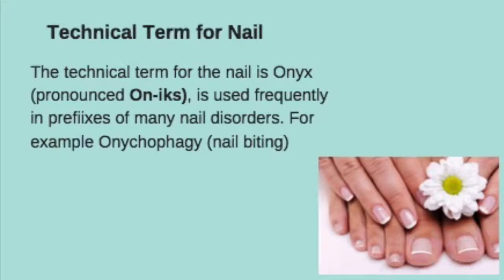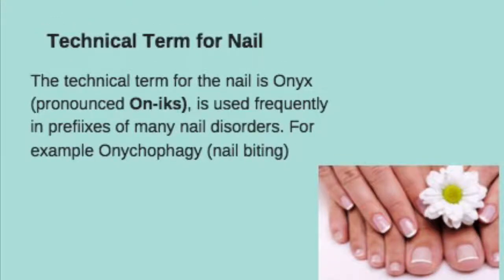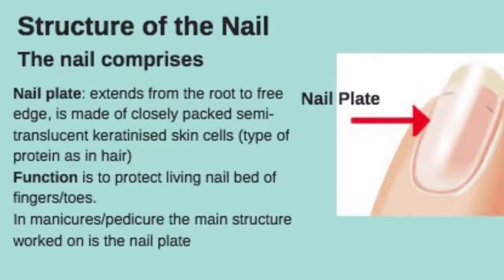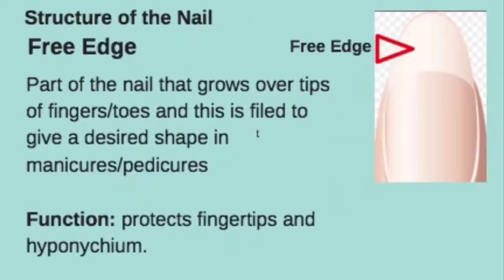The technical term for the nail is onyx, pronounced O-N-I-K-S. It is used frequently in prefixes of many nail disorders, for example, onychophagy, which is nail biting. So the nail comprises, firstly, the nail plate, which extends from the root to the free edge. It's made of closely packed, semi-translucent keratinized skin cells, the same type of protein that's in hair. Its function is to protect the living nail bed of fingers and toes, and in manicures and pedicures, the main structure worked on is the nail plate.